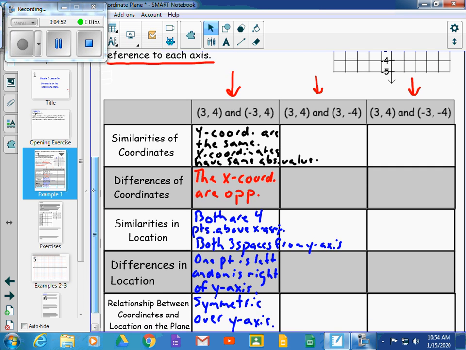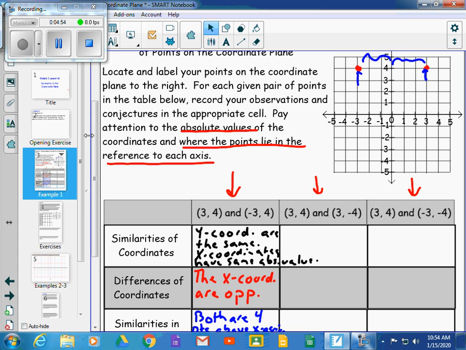Now what I would like you guys to do next is take a look at the next points, 3, 4, and I'm going to put it in green this time, 3, 4, and 3, negative 4. You guys are going to go through there and tell me the similarities in their coordinates and their locations, just like I did. And then the last set of points would be 3, 4, we'll make it blue, and negative 3, negative 4. And talk about the similarities and differences between the coordinates and locations of those points.